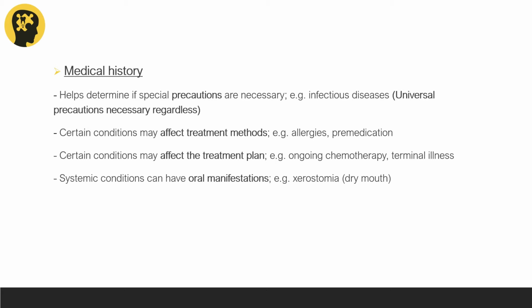For example, the patient may be allergic to penicillin, so we might use an alternative antibiotic, preferably clindamycin, in such a patient. Or a patient may be at a high risk of developing something like infective endocarditis, so we need to pre-medicate the patient with an appropriate antibiotic prior to treatment. So these are the things that we should note down to avoid complications in the future.